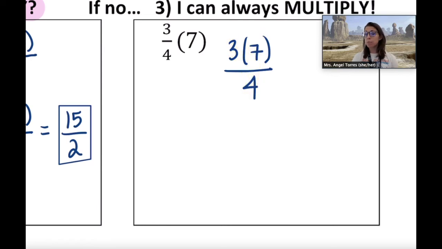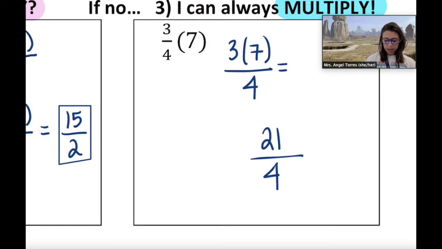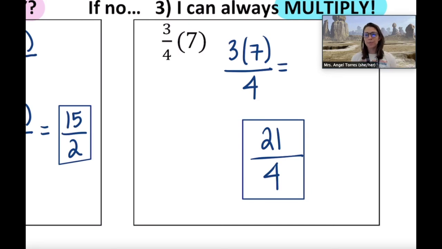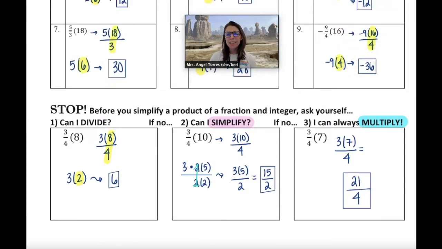Can I simplify? 3 and 4 don't have any common factors, and 7 and 4 don't have any common factors. So what's left? You just multiply. You're just going to go in there and do the math. 3 times 7 is 21, and then 4 is your denominator, 21/4. Now, you might be thinking that's a lot of work, but trust me, if you can divide or simplify first, then you're less likely to forget to do it at the end.